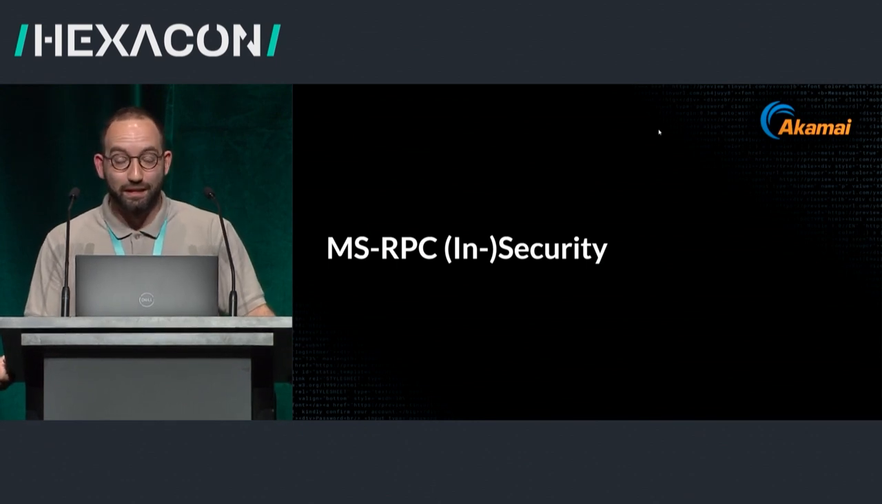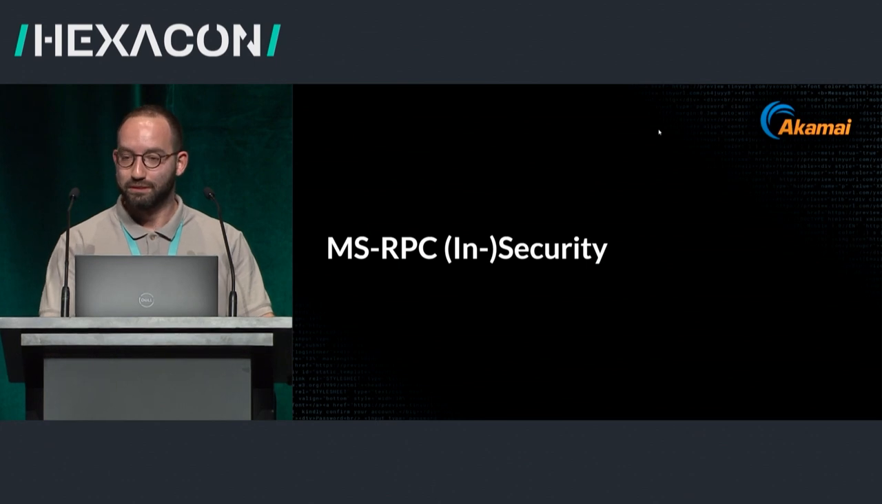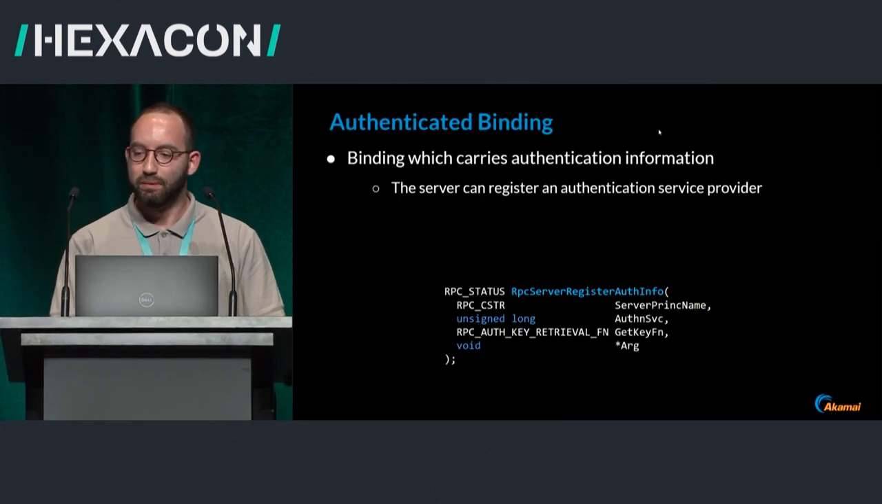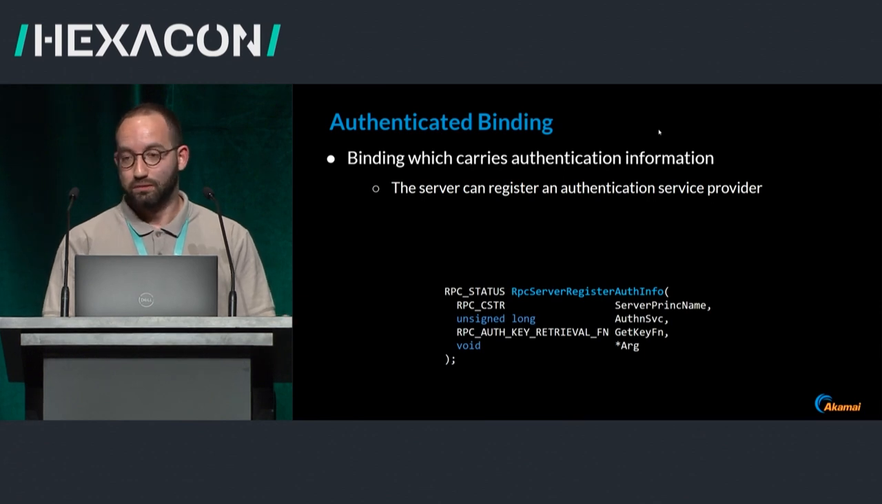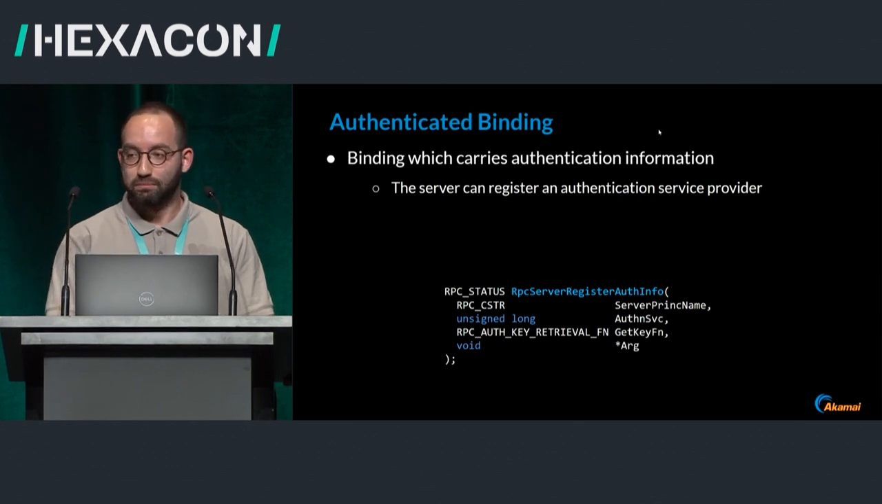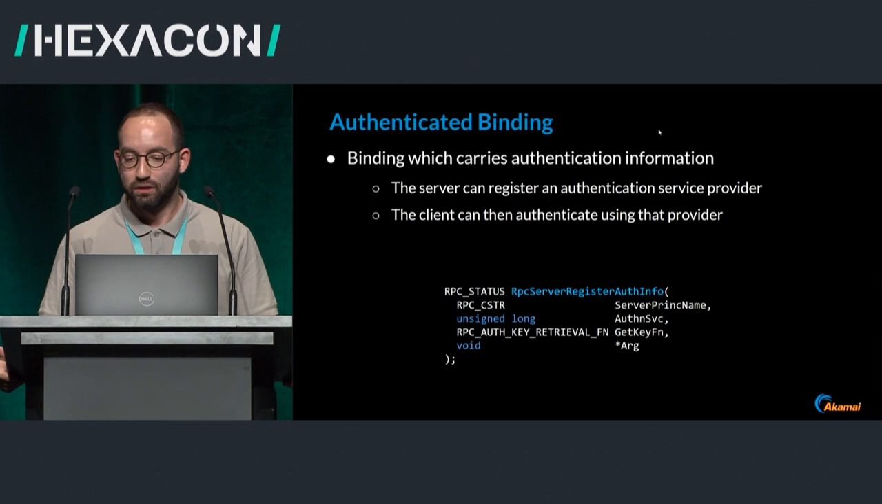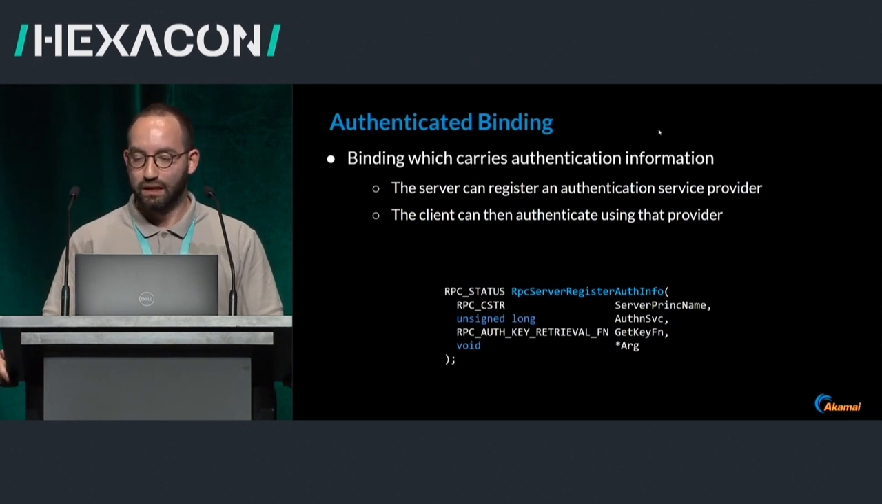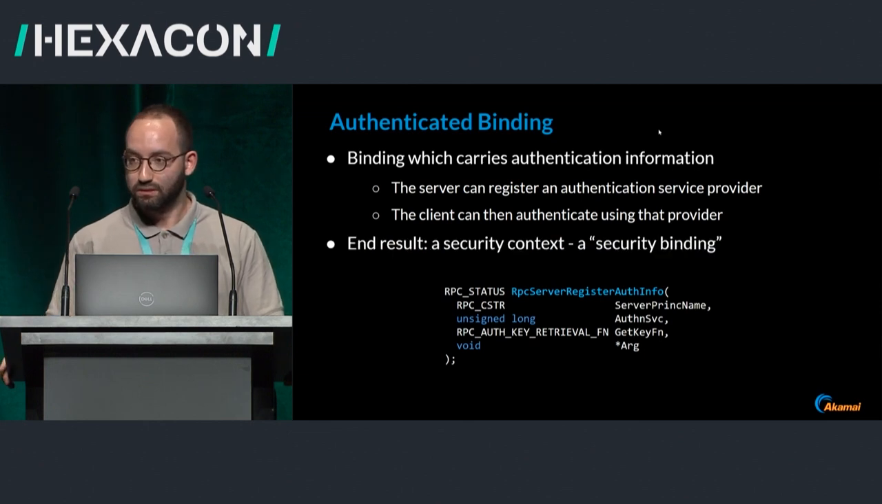So thank you. And let's move on to the security and then the issues in MS-RPC. So our first security mechanism is authentication, or the lack of it. By default, RPC connections are unauthenticated. In fact, authentication isn't even possible. For authentication to be possible in RPC, a server first has to register with an authentication service provider. Only after that has been made, can clients then use that to authenticate the server over that provider, like Kerberos or NTLM. The end result of this process, and it happens during the binding process, is a security context that is used to verify the connection.